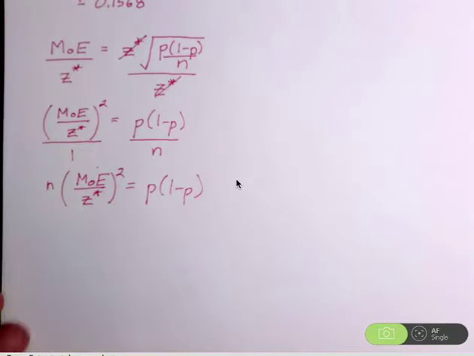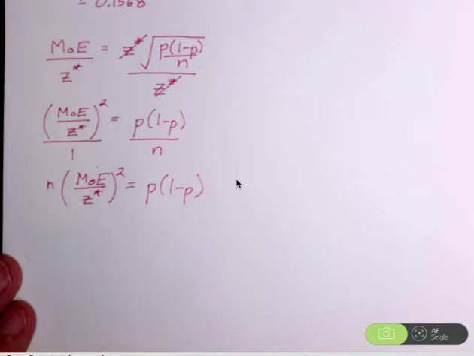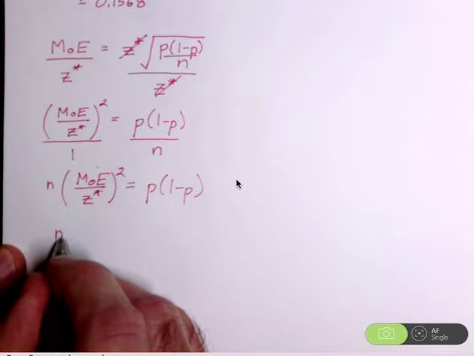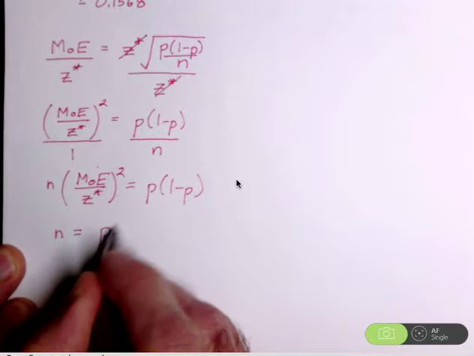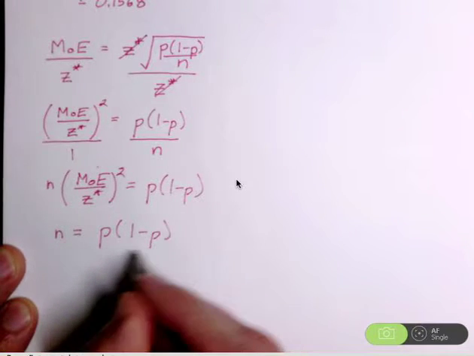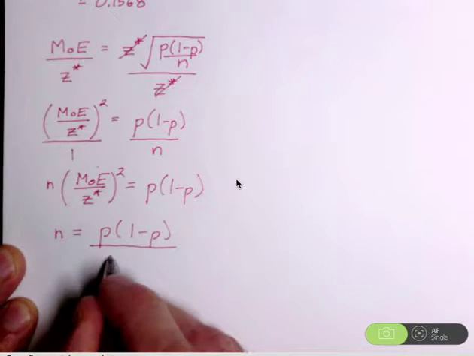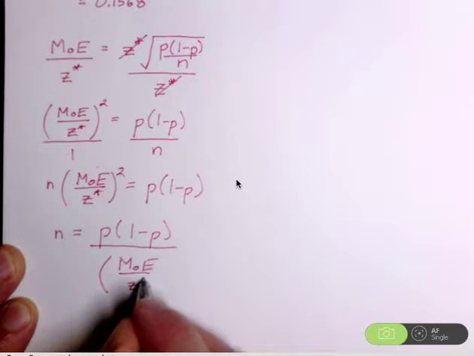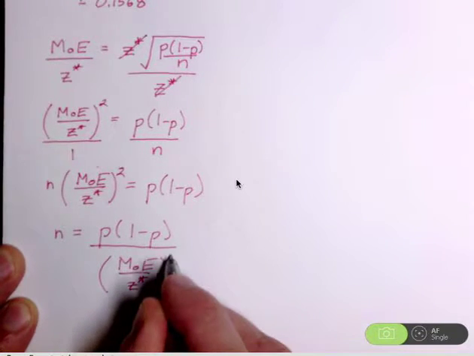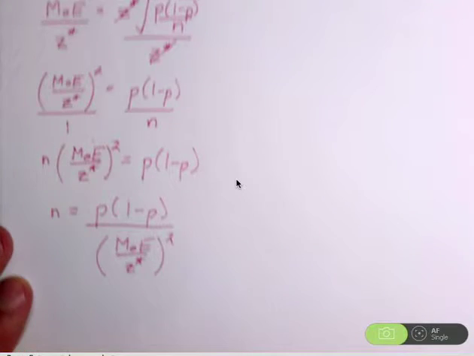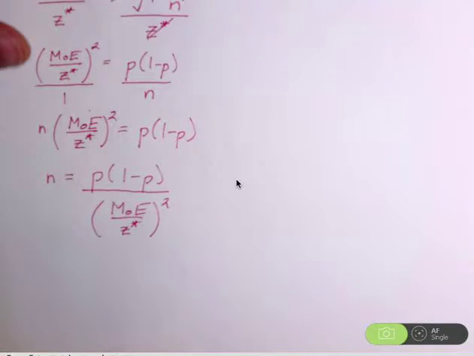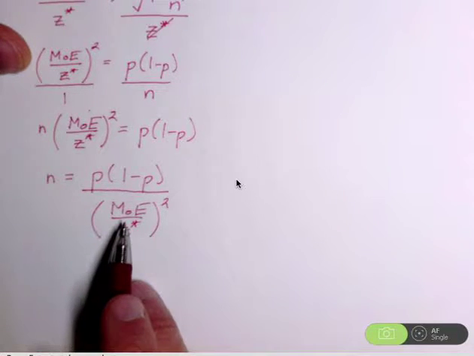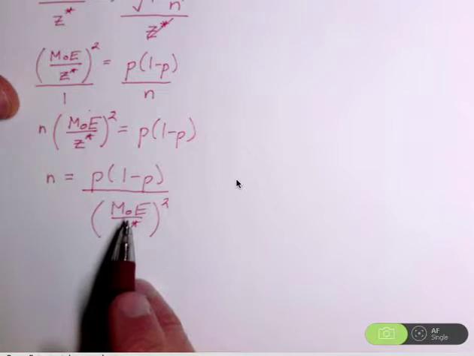So in order to finish our derivation, to solve for our sample size, we just need to divide by this squared quantity. So we have p times 1 minus p, and we will divide that by this squared quantity, the margin of error over our critical value. That quantity is squared. So in this context, we're trying to determine what sample size we need in order to set a margin of error of, let's say, 8%.